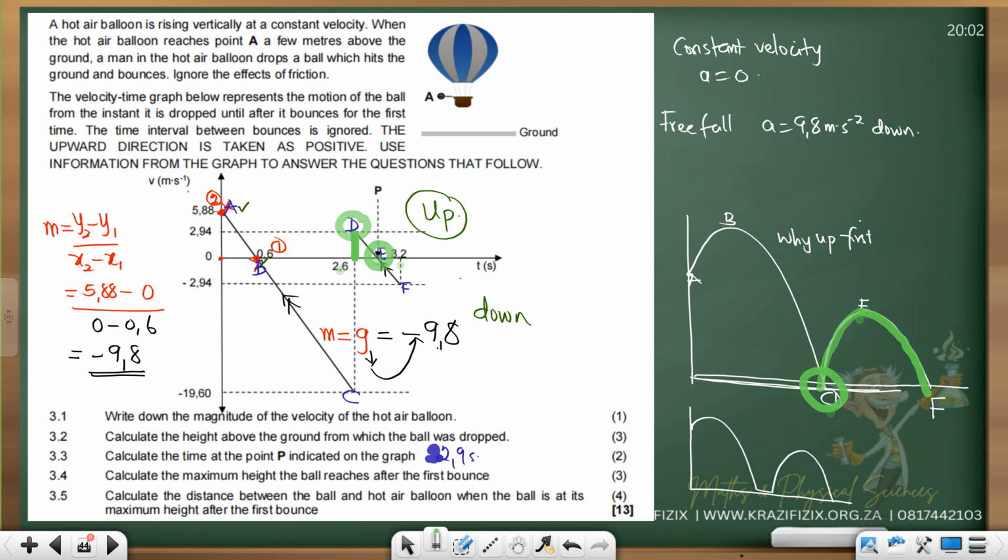I can simply look for the area of that tiny little graph, because area will give me what? Displacement. Or otherwise, I know my initial velocity, I know my final velocity, I know the time. If this is 2.9, what's the time there? 0.3.